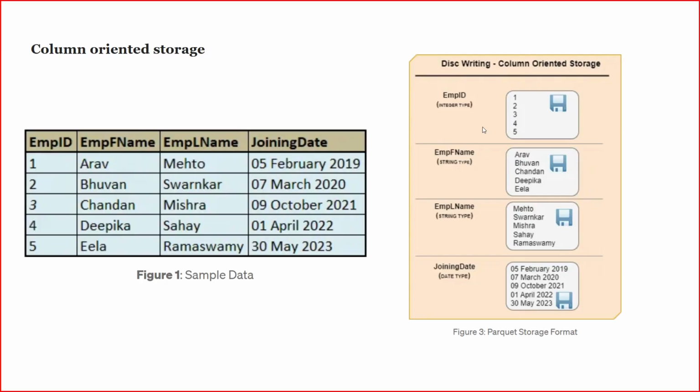So there are different file formats. This is how column-oriented storage looks, but there are multiple file formats.